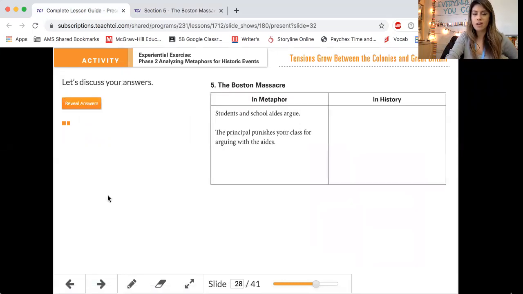All right, let's check our answers. Students and school aides argue. Who could that represent in our history? Crowds taunt British soldiers and throw snowballs. So the crowds would be the students, the British soldiers are the aides.